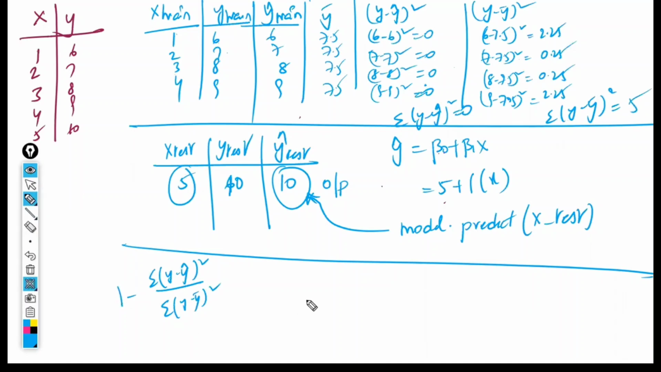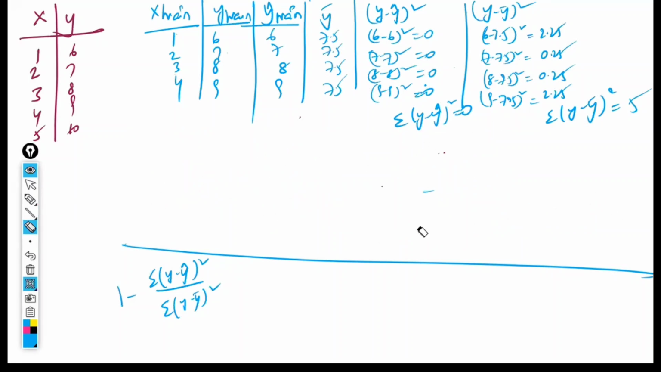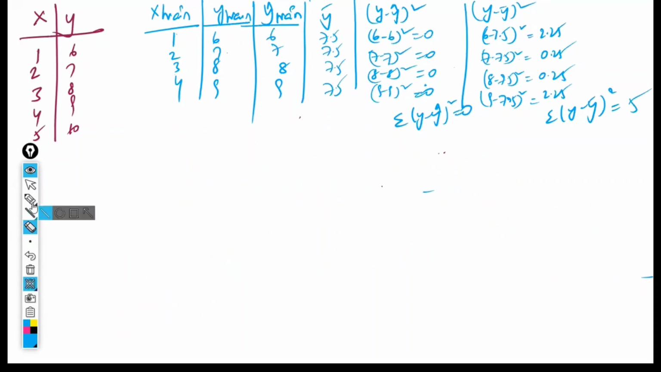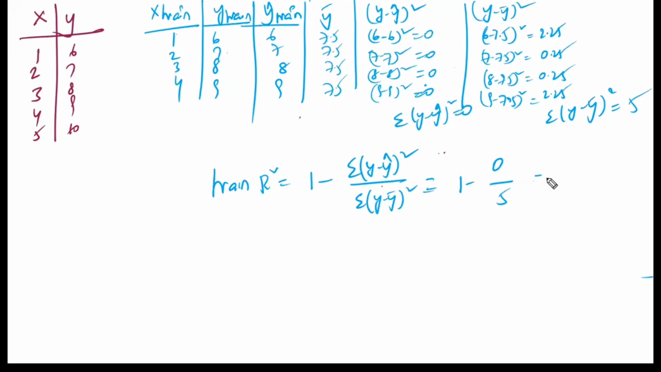Okay. Now, train R square. How to calculate the train R square? This one is there, this one is there. Now calculate the train R square. Train R square is equal to 1 minus sigma of (y minus y hat) whole square divided by sigma of (y minus y bar) whole square, which is nothing but 1 minus 0 by 5, which is nothing but 1.